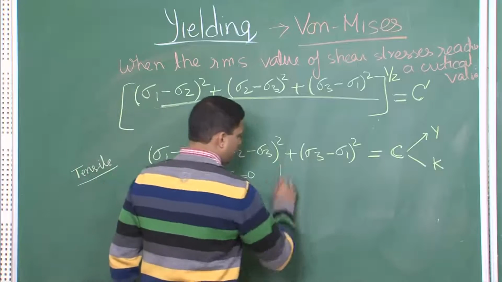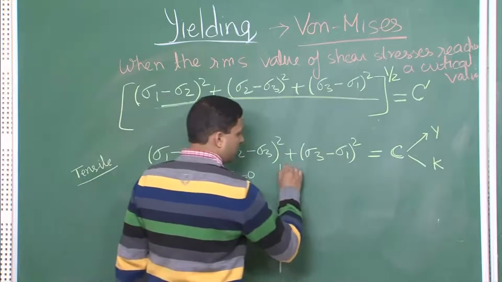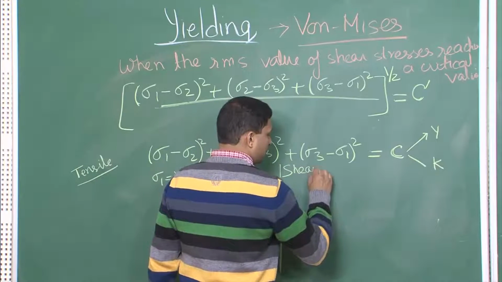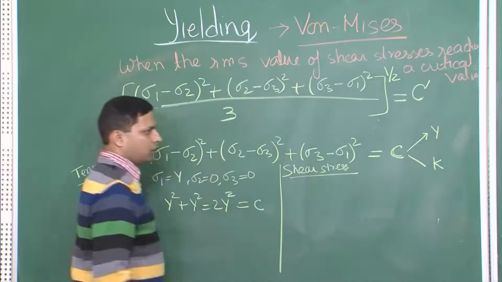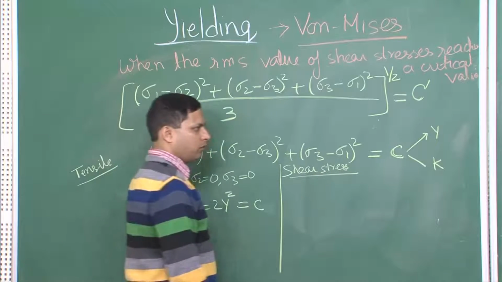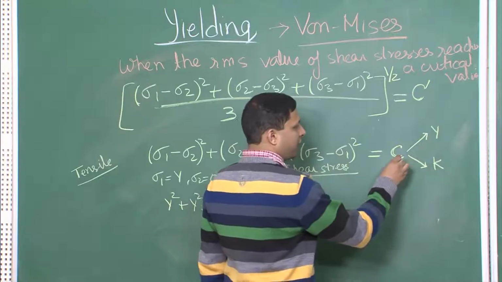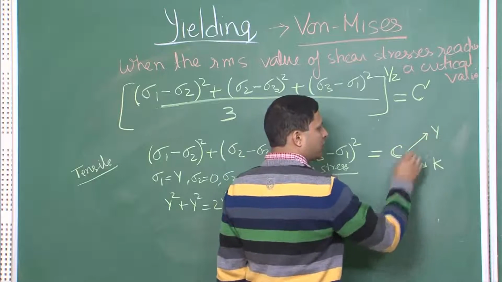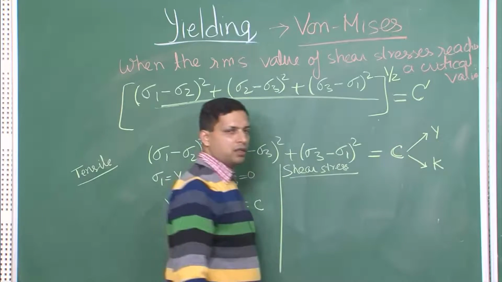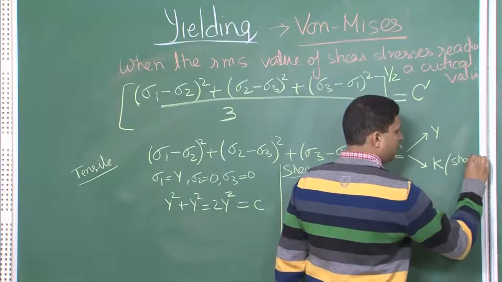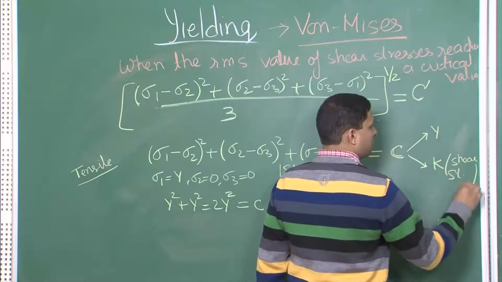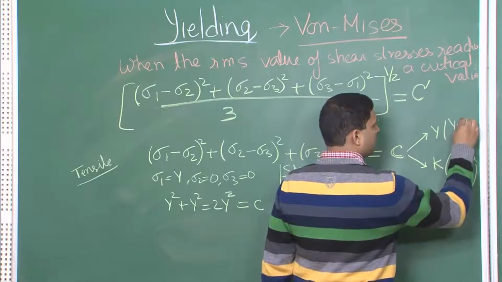Now, similarly, you can do a shear stress study of the same material, so that probably you are interested in finding C not in terms of y, but in terms of k, which is the shear strength. Okay, so just let me reiterate, k is the shear strength, y is our yield strength.